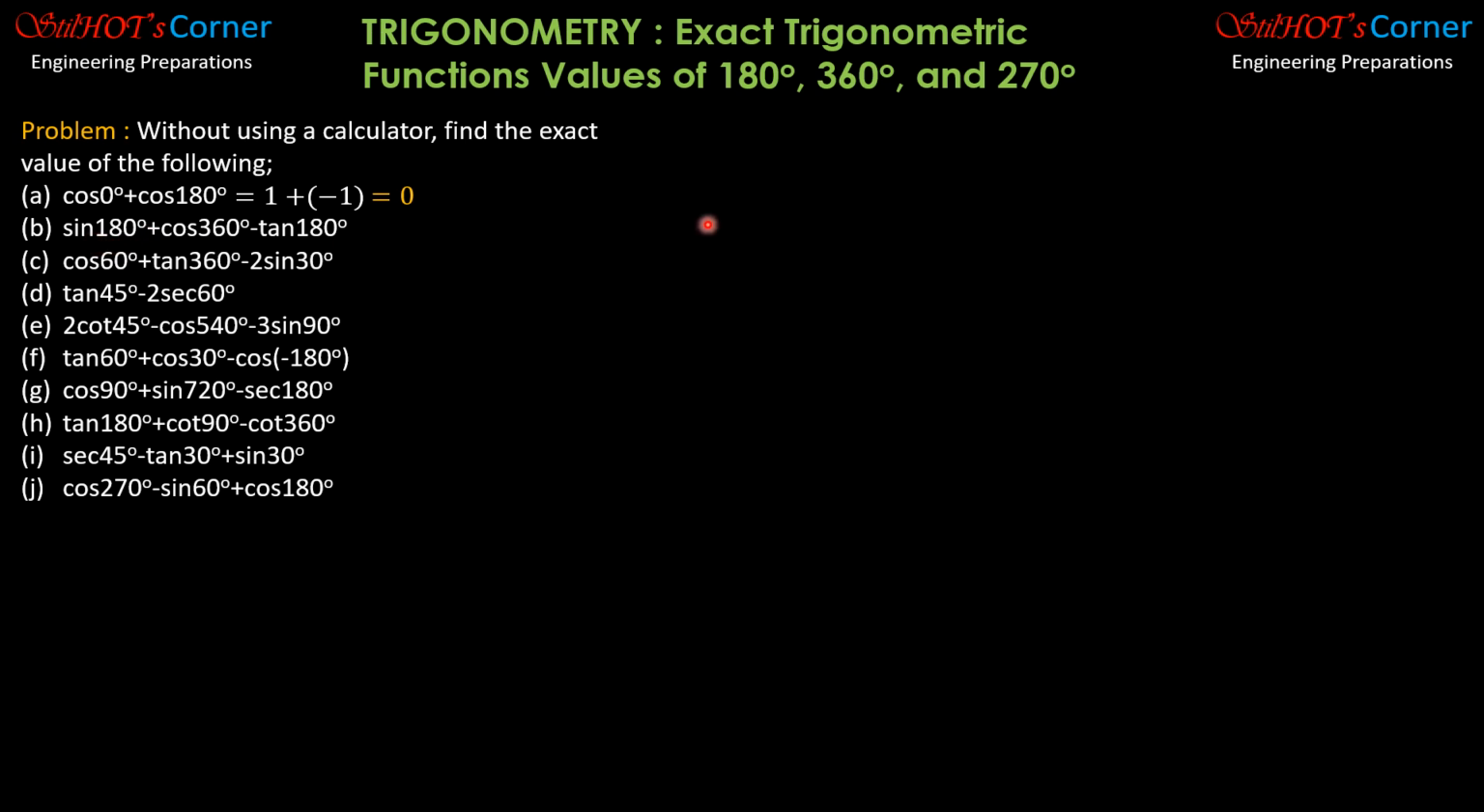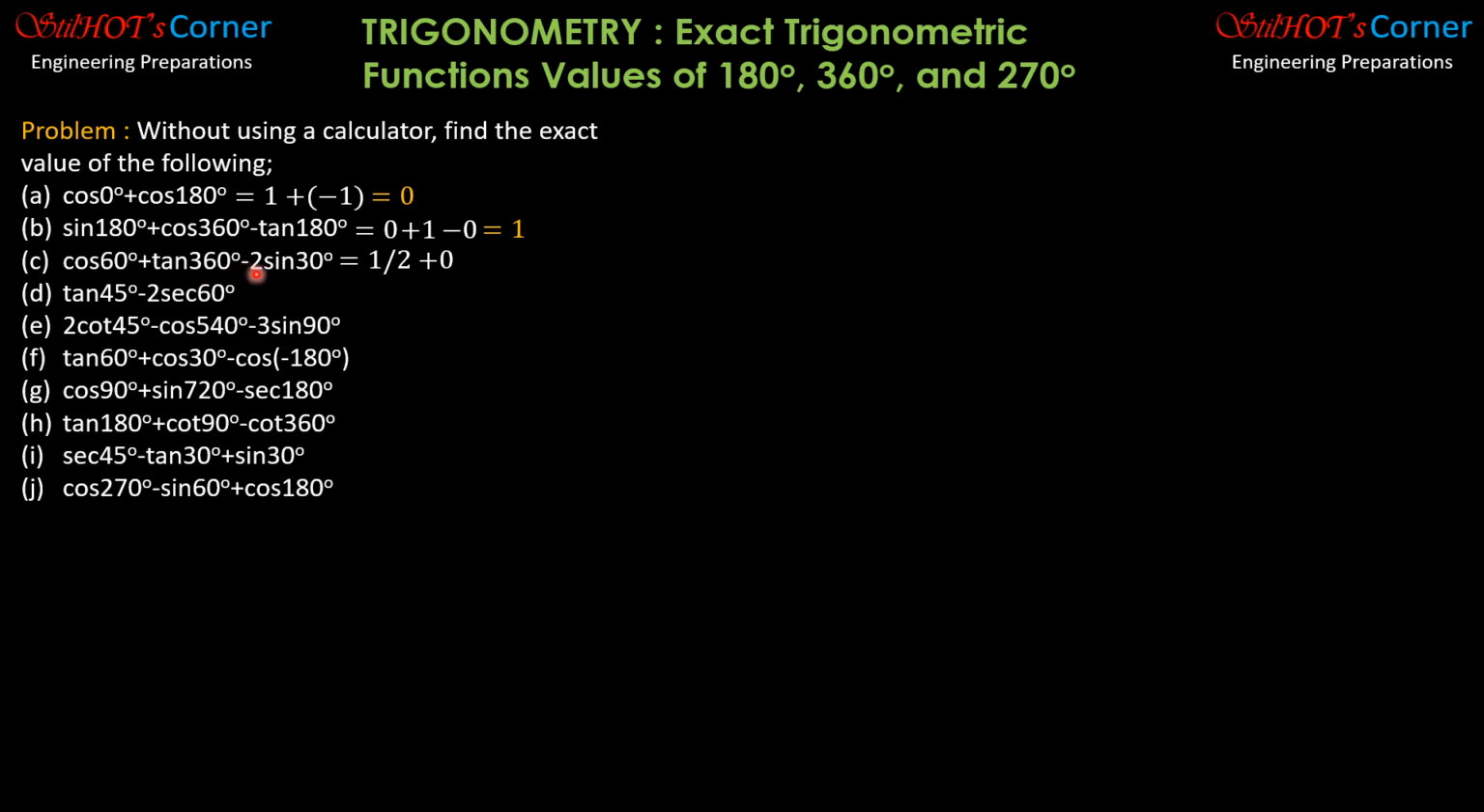So sine 180 degrees, remember, just imagine, this will improve your thinking skills also. It is in the negative x direction, so y is 0, opposite is 0, adjacent negative 1, so this is 0. Cosine 360 degrees is 1, and tangent of 180 degrees is 0, so 0 plus 1, then minus 0, so that is 1. Cosine 60 is 1/2. I hope that you're already sharp with that. Tangent of 360 degrees is 0. It's like tangent of 0.